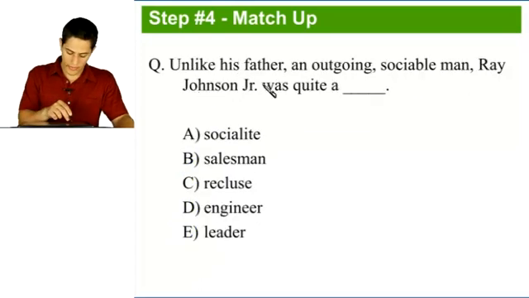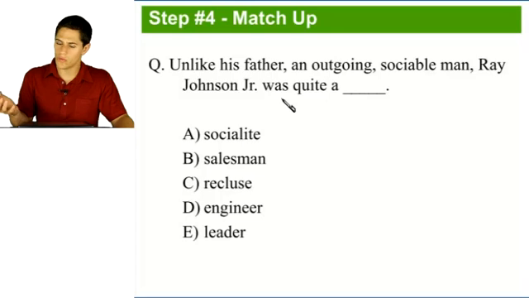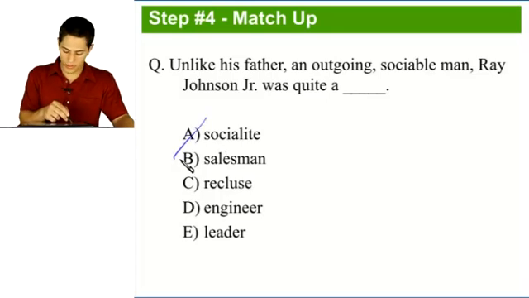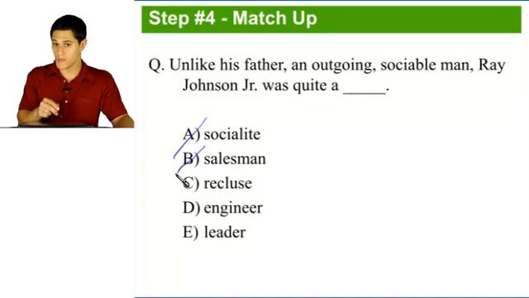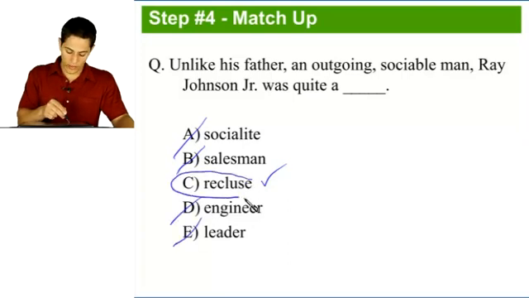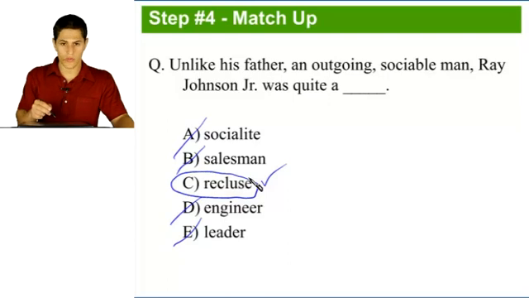Here's another example. Unlike his father, an outgoing, sociable man, Ray Johnson Jr. was quite a... We mentioned antisocial, we mentioned homebody. Let's see if anything fits. Socialite, certainly not. Salesman, completely unrelated. Recluse, that's a great word. Engineer, no. And leader, no. Again, we're left with recluse, which is very similar in meaning to somebody who's antisocial or a homebody.